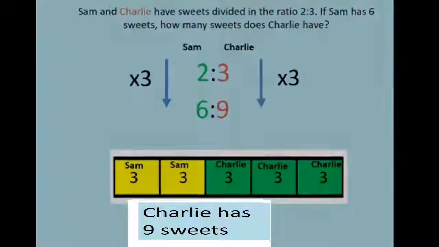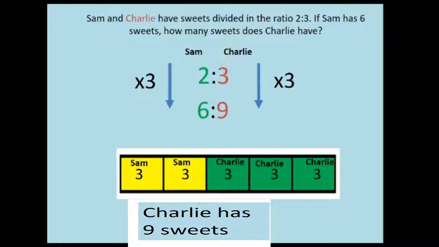What I would like you to do is either to copy down method 1, which is the pictorial method, or method 2.